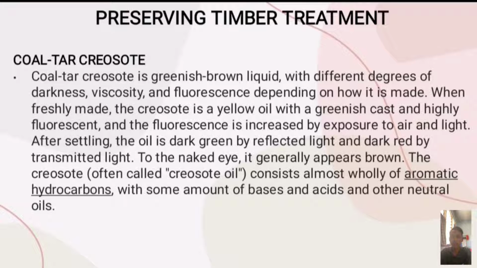After settling, the oil is dark green by reflected light and dark red by transmitted light. To the naked eye, it generally appears brown. The creosote, often called creosote oil, consists almost wholly of aromatic hydrocarbons with some amount of base and acid and other neutral oils.